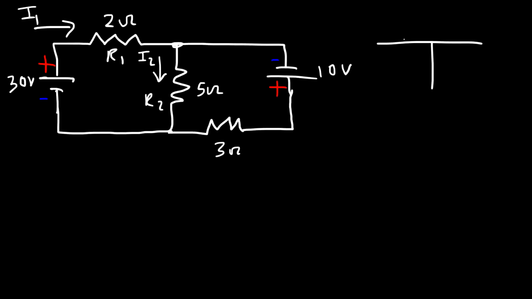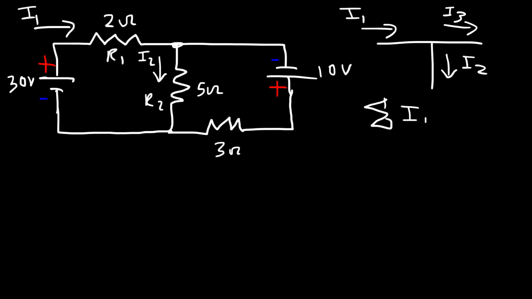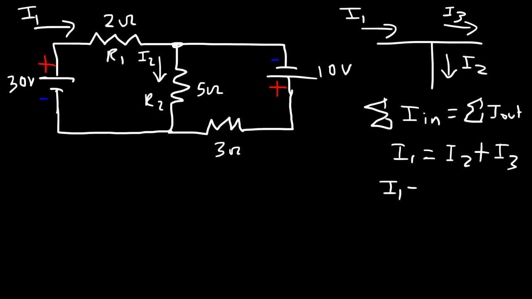Now in this junction we have I1 flowing in, I3 leaving the junction, and I2 also leaving it. So based on Kirchhoff's current law or junction rule, the current that enters into the junction must equal the current that leaves the junction. So I1, which enters the junction, must add up to I2 and I3. So if we wish to solve for I3, I3 is simply the difference between I1 and I2.